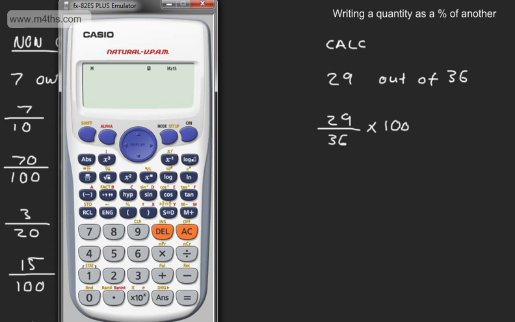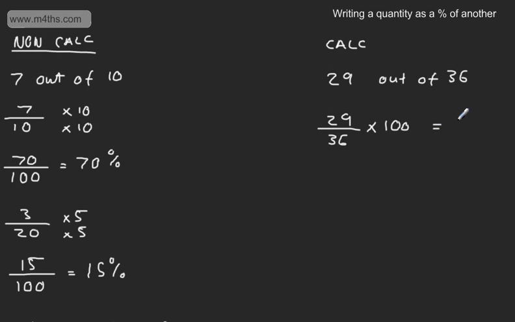So straight through the calculator with this, our test score was 29 out of 36. That's written now as a fraction, and then we multiply by 100. And that will give me now, just plugging that in, 80.6% correct to one decimal place. So 80.6%.